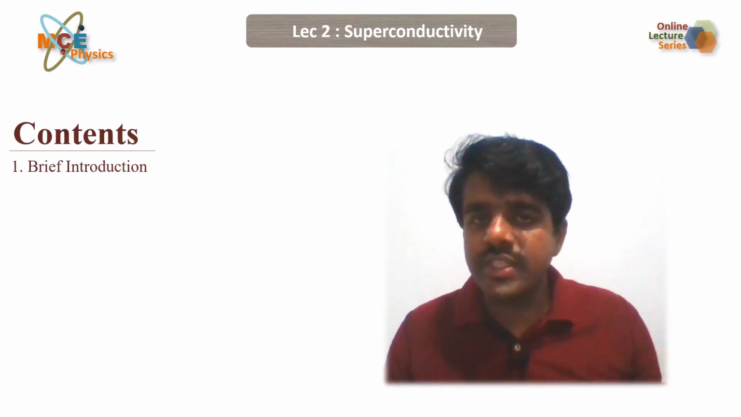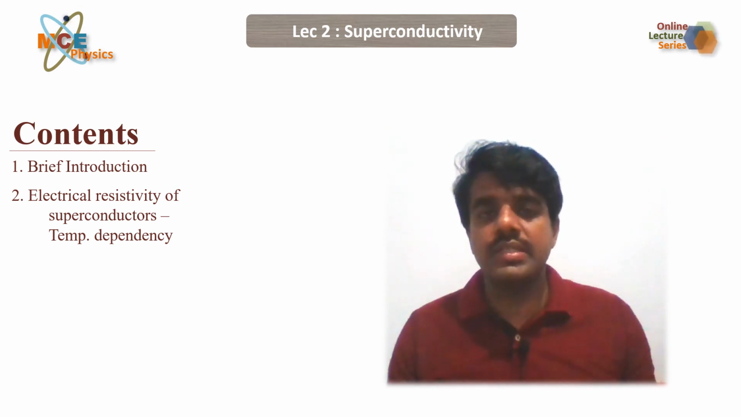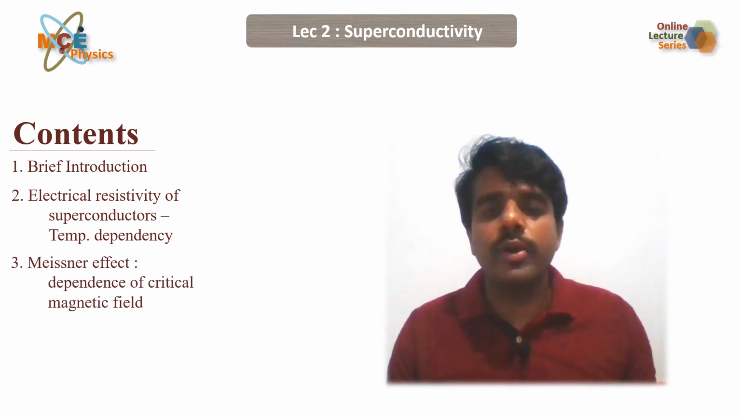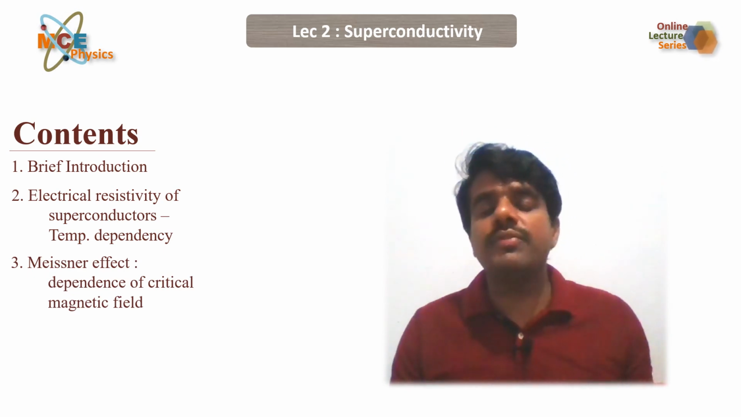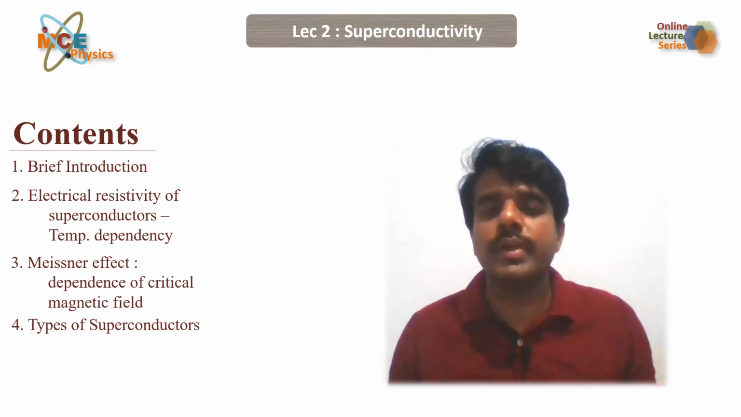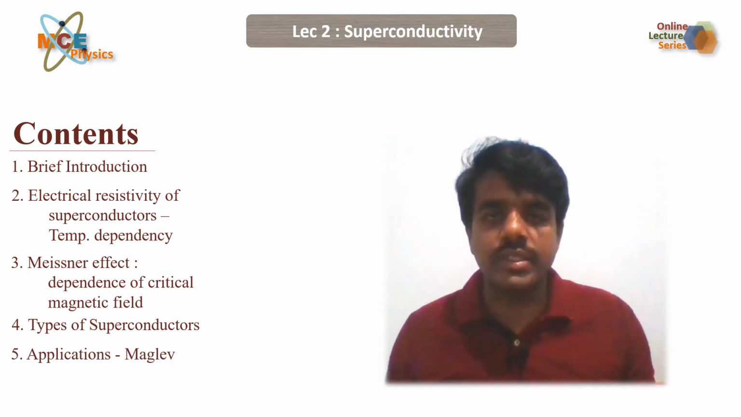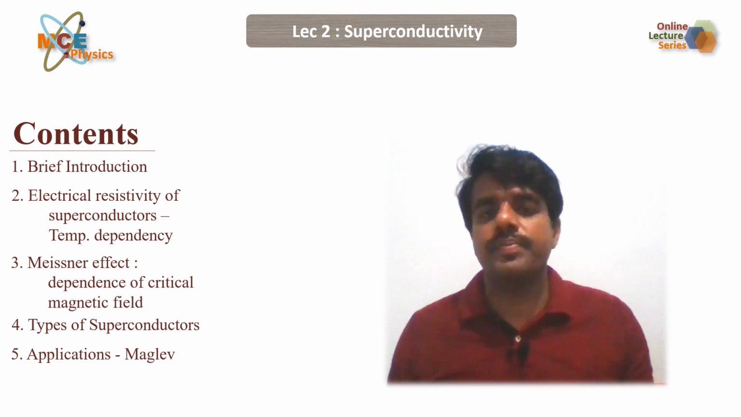So we will pull together a few contents related to superconductivity. In the very beginning, we will try to give a brief introduction on it. The second point that we will be covering will be electrical resistivity in superconductivity, that is, temperature dependency on it. The third point will be on the Meissner effect, how the magnetic field strength will influence or change the superconductivity state. The fourth point will be types of superconductors, type 1 and type 2 superconductors. And the fifth point will be the application part of the superconductors, particularly on maglev vehicles.